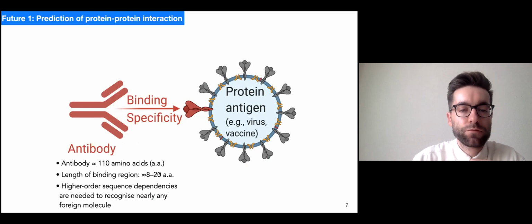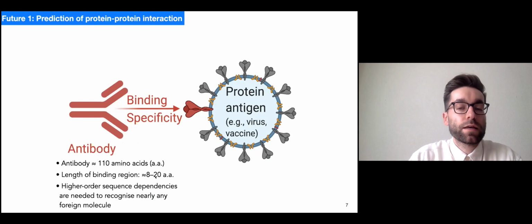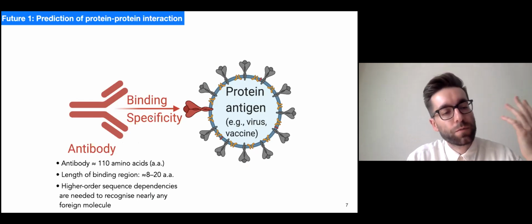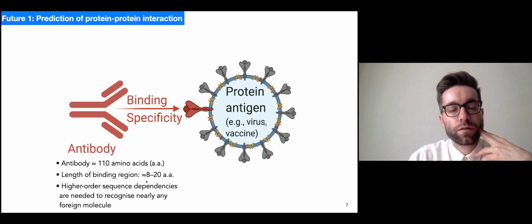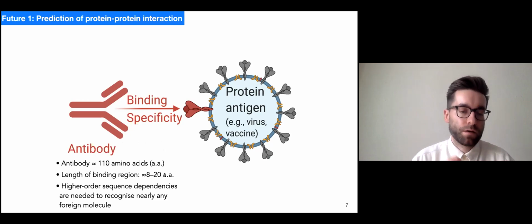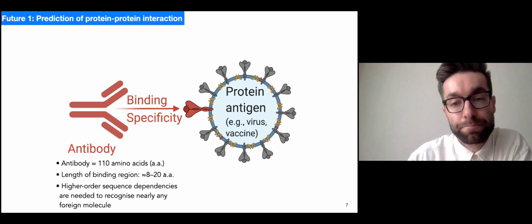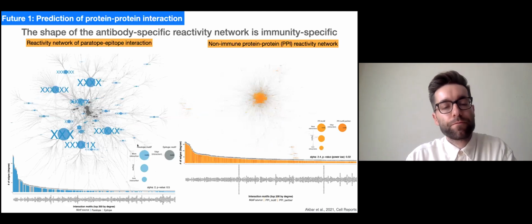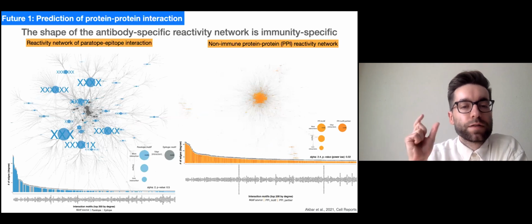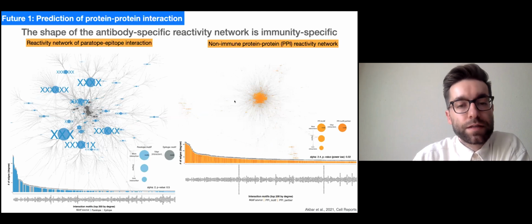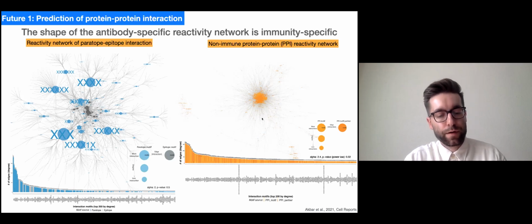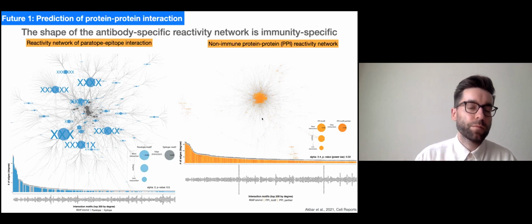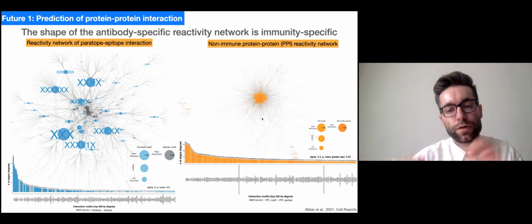But the interesting thing is that the binding region on the antibody is usually only up to 20 amino acids long, and yet we know that antibodies can almost bind to any natural antigen or even synthetic antigen. And how this is done is by higher order sequence dependencies within this very small sequence space. And how to resolve that in the future, I think, will be hugely exciting. And we have also seen this morning that the interaction map of antibodies and antigens is different, statistically speaking, from non-immune protein-protein interaction. So it is difficult to infer the molecular binding properties from one protein family to another protein family. So that will be very interesting to deconvolve in the future.